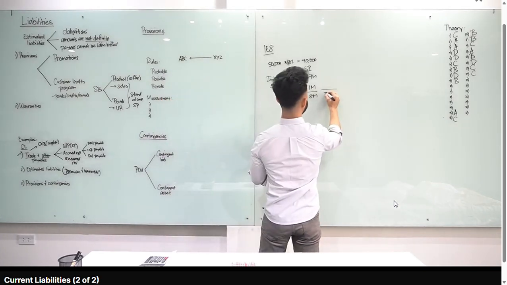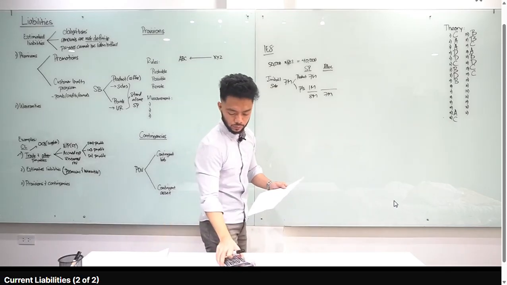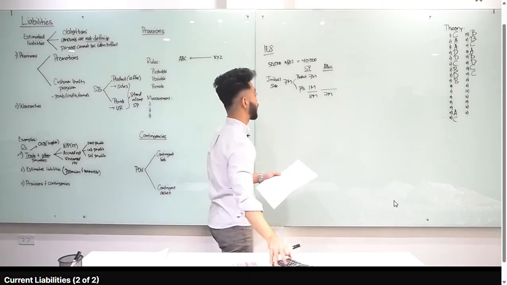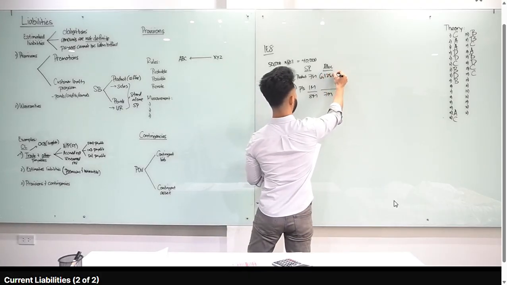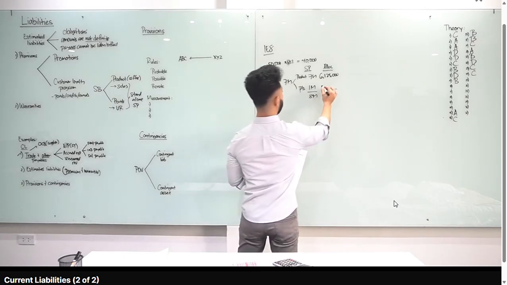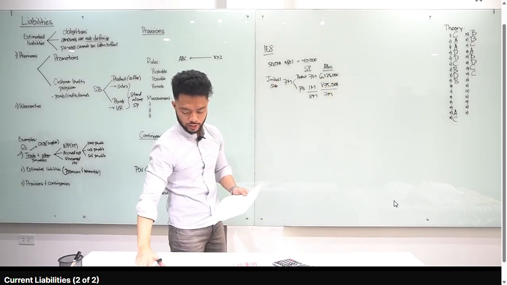Okay, allocate the 7 million. 7 million times 7 over 8, you get 6,125,000. 7 million times 1 over 8, you get 875,000. So that's the allocation of our initial sale of 7 million.